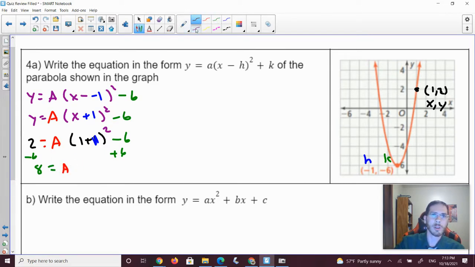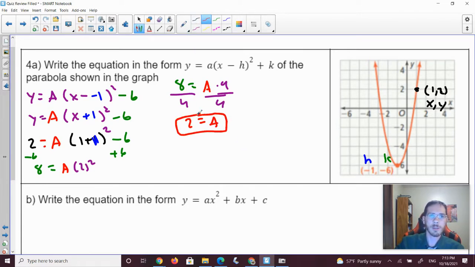And then 1 plus 1 is going to be 2. So 2 squared. Since 2 squared is 4, 8 is going to equal a times 4. We divide both sides by 4 to get 2 equals a. So we're going to plug this back in again. We'll plug it into this equation right here to get a final of y equals 2(x plus 1) squared minus 6.